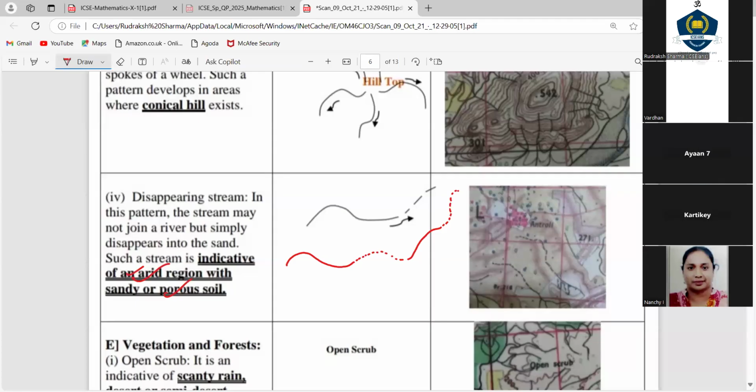Somebody was asking what porous means. Porous means that it has the capability to absorb water, or very much capacity to absorb water. Have you ever seen the sponge for washing utensils, the yellow-colored sponge? It is porous. Whenever you drop some water, it will get absorbed.